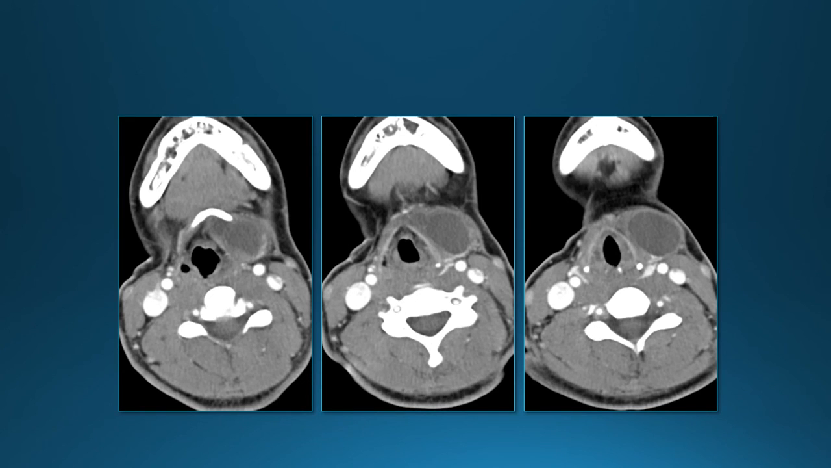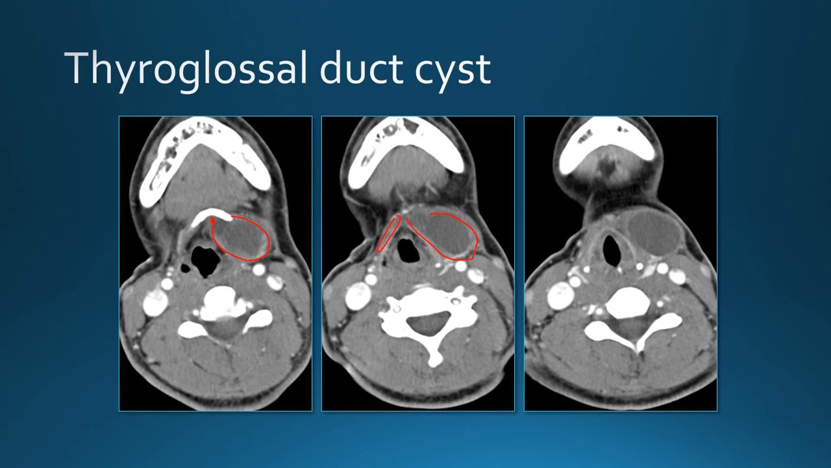In this patient, we have a cystic lesion in the visceral space. And if we look carefully, we can see that the lesion comes up to the midline over here at the hyoid bone. It's a cystic lesion. It's embedded in the strap muscles. Here's the strap muscles, embedded in these muscles. This represents a thyroglossal duct cyst, infrahyoid thyroglossal duct cyst.